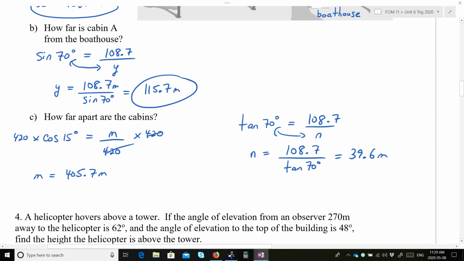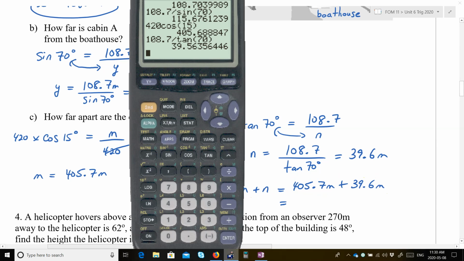So how far apart are the cabins? So the distance between the cabins is equal to m plus n, which is 405.7 meters plus 39.6 meters. Which is 445.3.